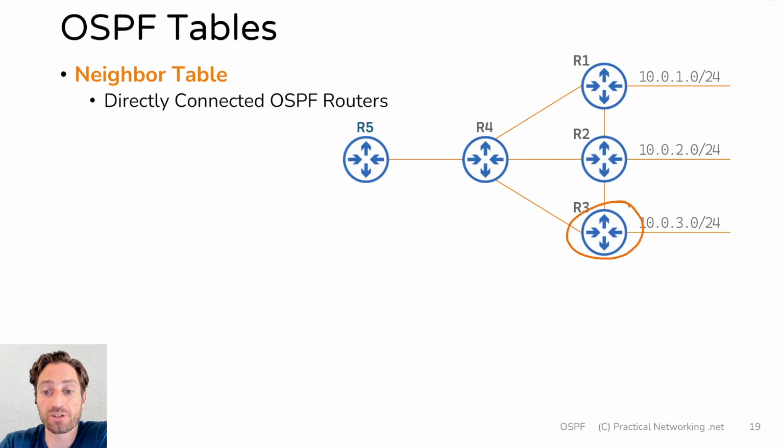So R3 is going to know about router 5 because it's a link state protocol in OSPF, so it knows about all the other routers. But R5 is not going to be a neighbor with R3. It's only directly connected OSPF routers.